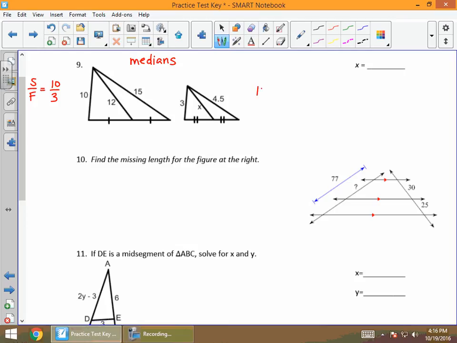My ratio, 10:3, is equal to the ratio of the medians as well. So the median from the first triangle is 12, and the median from the second one is x. Okay, so let's cross multiply. 10 times x is 10x. 3 times 12 is 36. Divide both sides by 10, and x is going to be 3.6 units long.